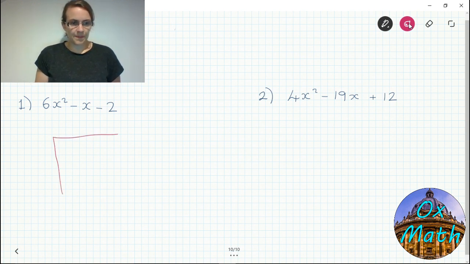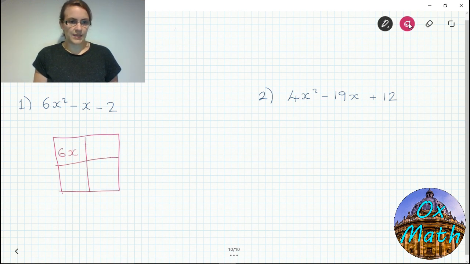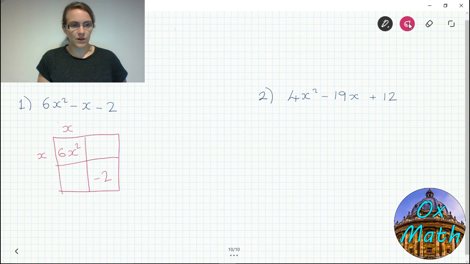So for question 1, if we draw out our grid, we know that our 6x squared is the top left term and our minus 2 is the bottom right term. Now the 6x squared is going to be x and x, but it could be 1 times 6 or 2 times 3. So it's a bit of luck and a bit of trial and error. So if we try 1 times 6 and then try our two numbers that multiply to give us minus 2, which is 1 and minus 2, or minus 1 and 2. So luckily there aren't too many possibilities here. So let's try plus 1 and minus 2.